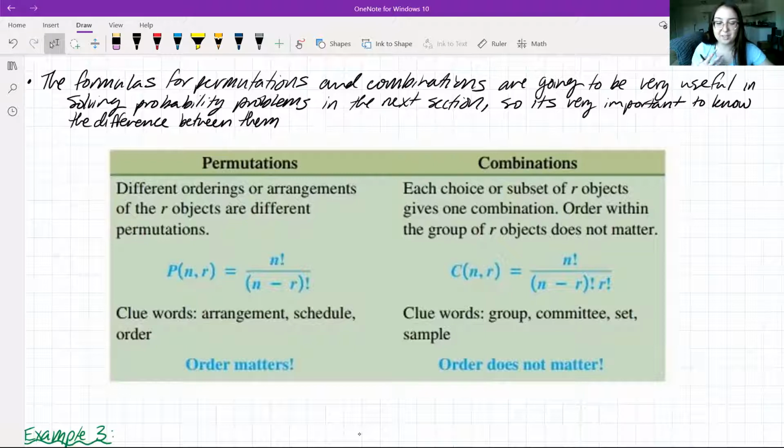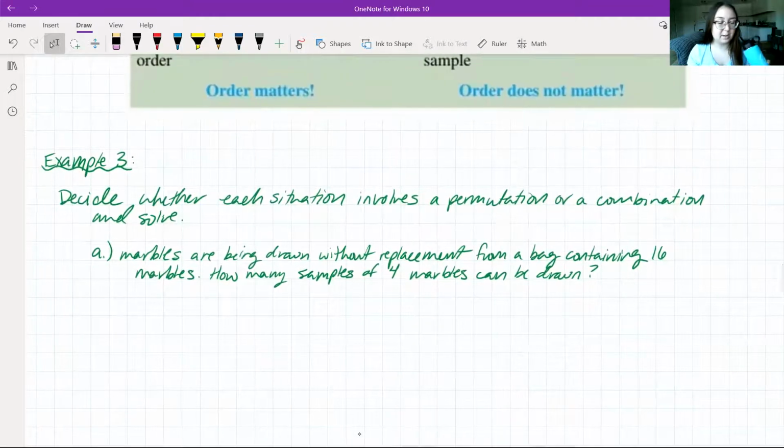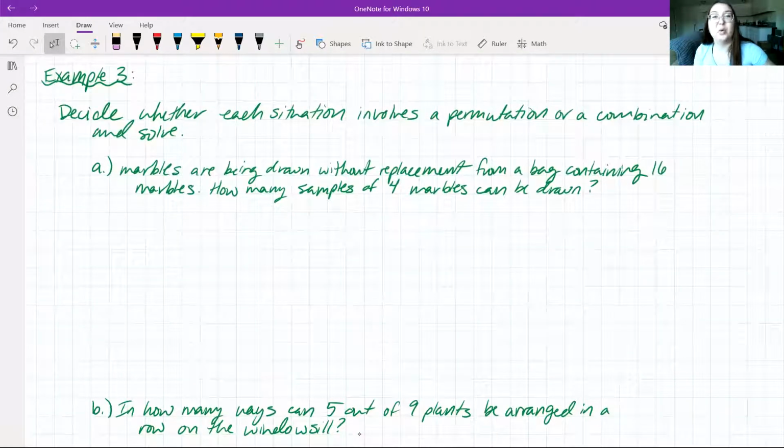All right, so now that we've gone over the difference and the importance of the difference, let's move on to example 3. For example 3 here, we're just going to decide whether each situation involves a permutation or a combination, and then we're going to solve. So for problem A, marbles are being drawn without replacement from a bag containing 16 marbles. How many samples of 4 marbles can be drawn?